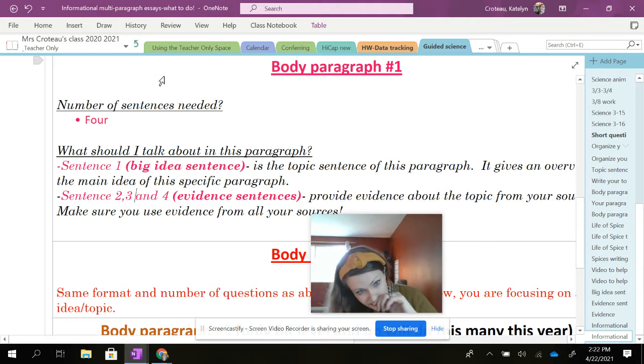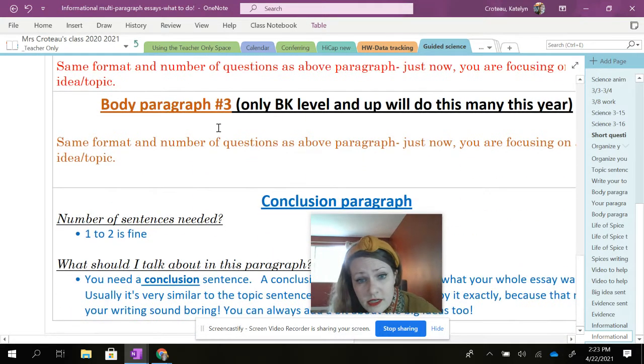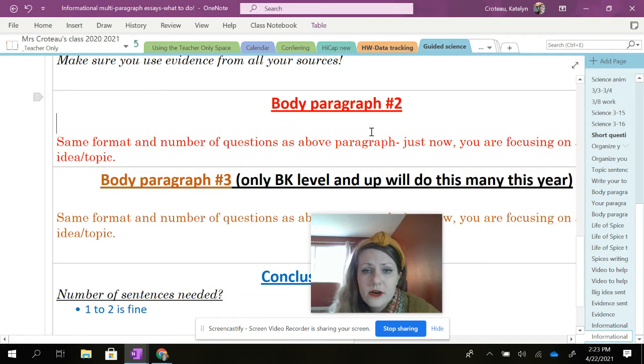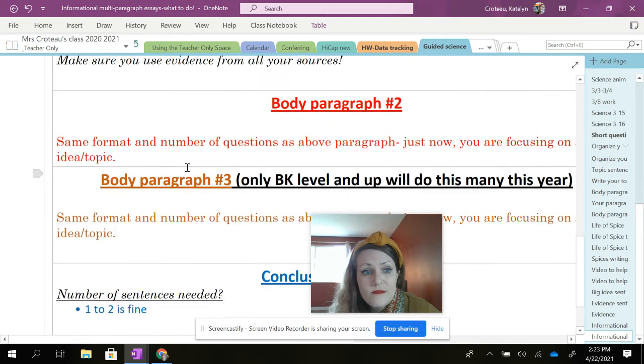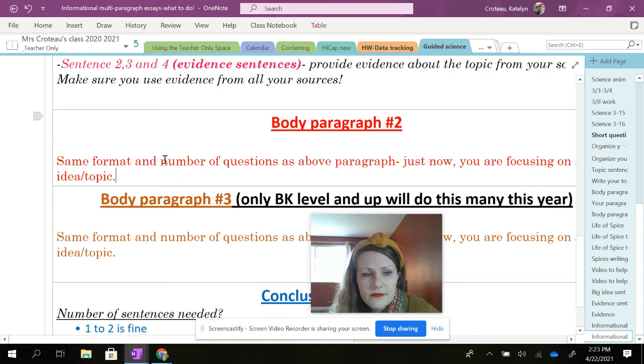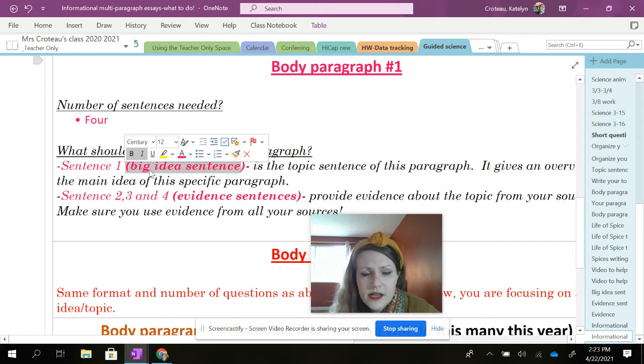So your job today is to make sure you have a big idea sentence for each of your paragraphs. Most of you already did your body paragraph 1 big idea sentence, I noticed, but a lot of you didn't do it for body paragraph 2, and some of you are writing 3 paragraphs and you didn't have one yet for that. So I want you to write your big idea sentences. Again, the big idea sentence tells us what this paragraph is about.